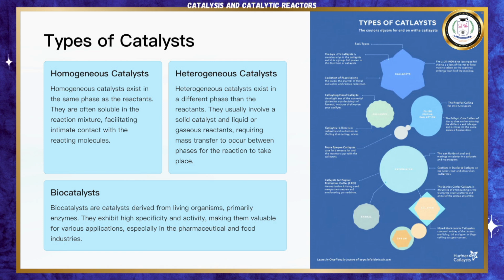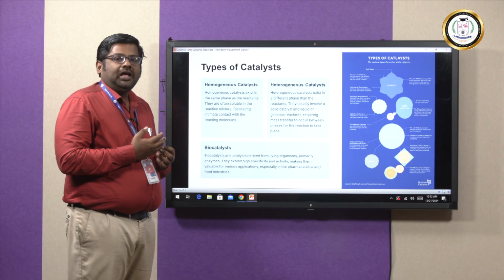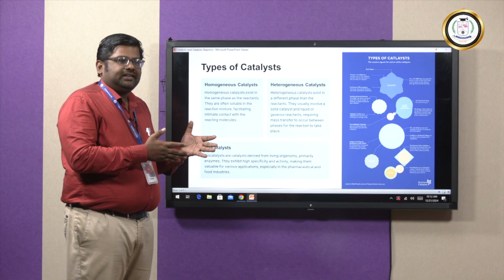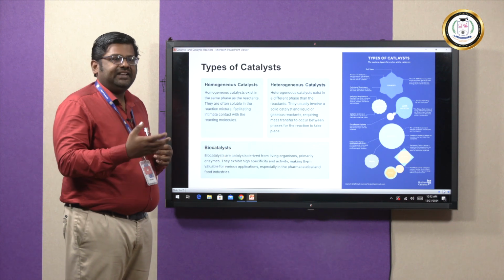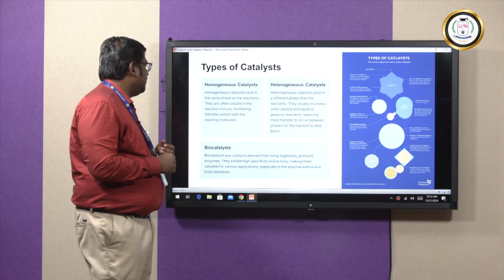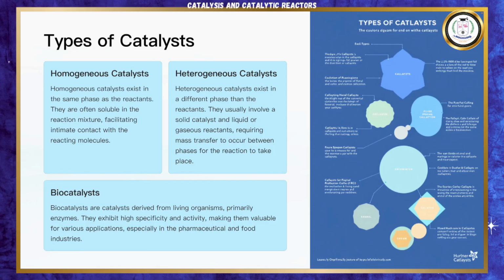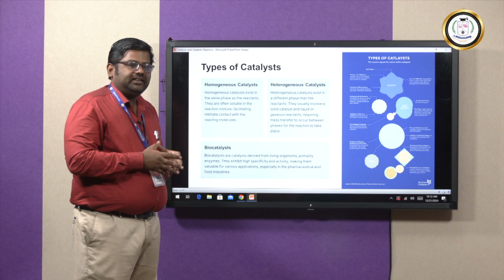Now there are basically three types of catalyst. One is heterogeneous, the other is homogeneous, and the third is biocatalyst. What is a heterogeneous catalyst? Say, for example, we have reactants that are both in liquid state or both in gaseous state, and we have a solid catalyst. This is a heterogeneous catalyst, in which the catalyst form is different from the form of its reactant. In a homogeneous reaction, both catalyst and reactant are in the same form.